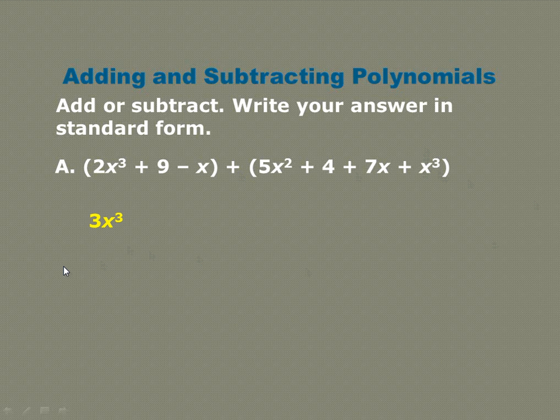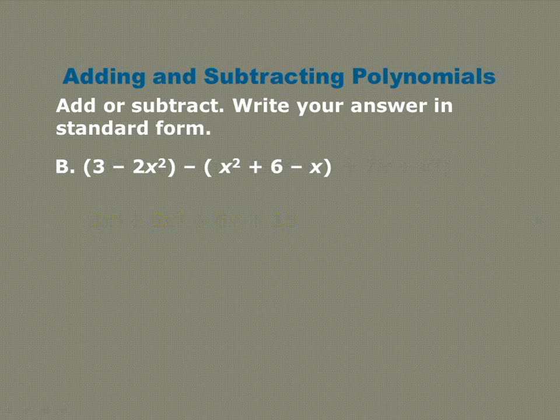Then I look for all of the terms that have x squared. There's only one, so that's plus 5x squared. Now I'm looking for all my linear terms. So I have a negative x and a positive 7x, so that's positive 6x. And then finally I'm gathering all my constants. I have a positive 9 plus 4 for a positive 13.